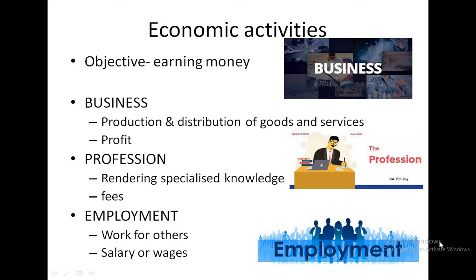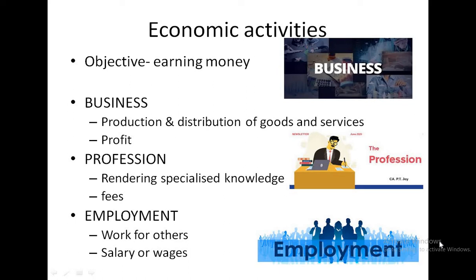Next is profession. So, what is profession? Profession is an economic activity concerned with rendering specialized knowledge or services to others for fees. Example: lawyers, doctors, accountant, etc. Next is employment. Employment is an economic activity under which people work for others in return of salary or wages. Example: a worker working in a factory.